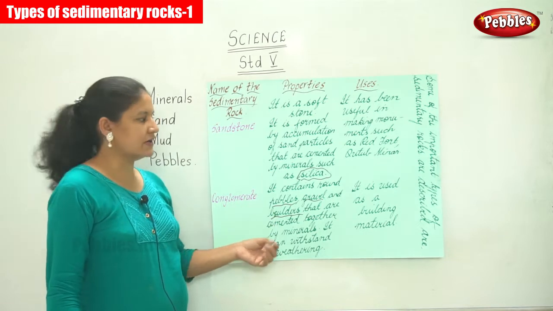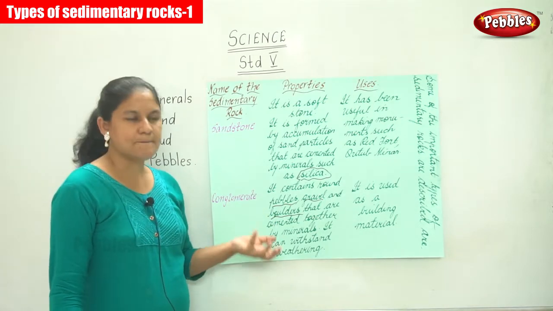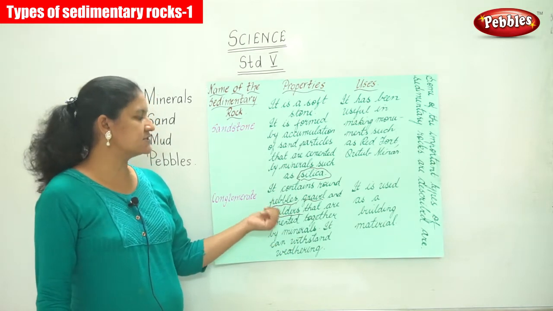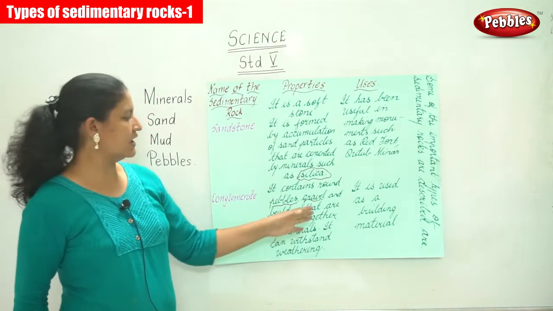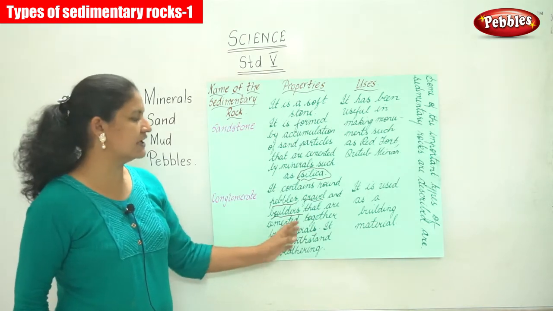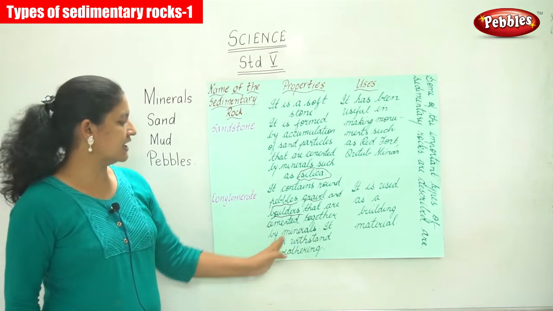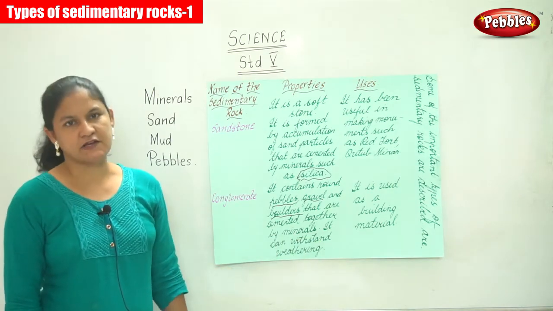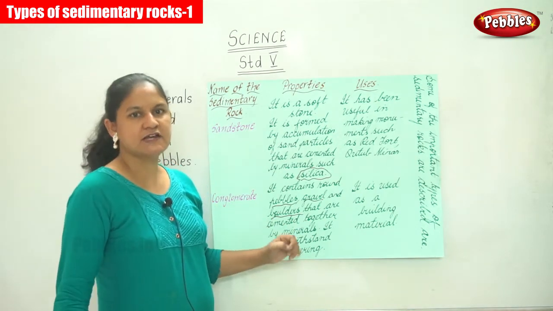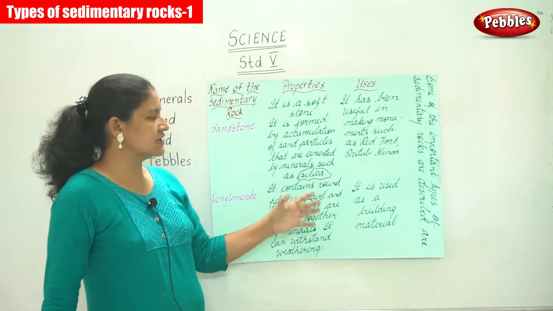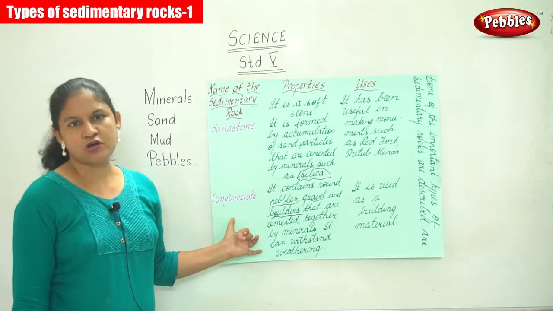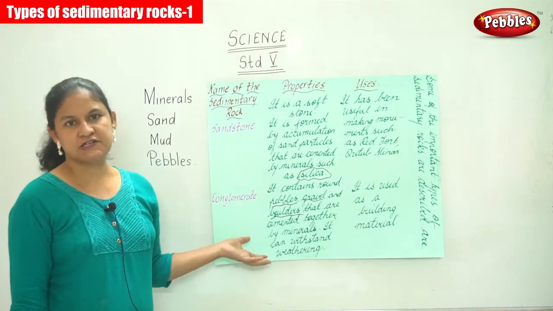The conglomerate contains round pebbles, gravel and boulders that are cemented together by minerals, and it can withstand weathering. So this conglomerate sedimentary rock can withstand weathering. The uses: it is used as a building material. So the conglomerate is used in buildings.